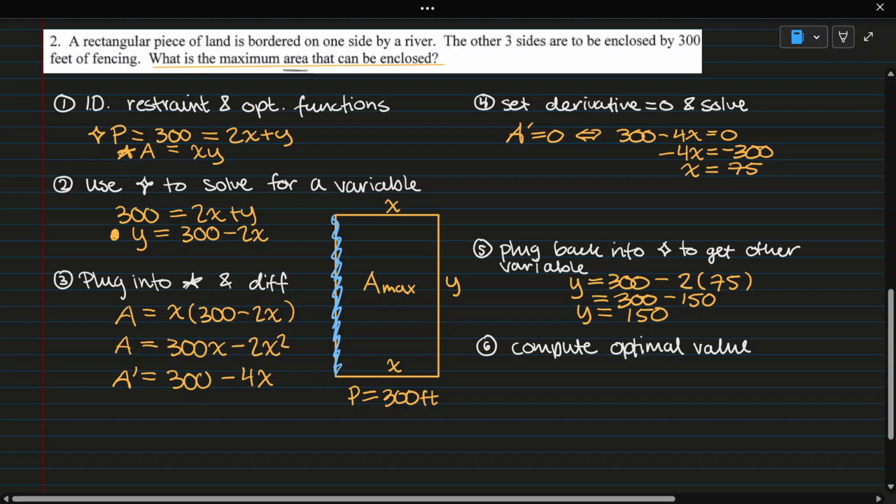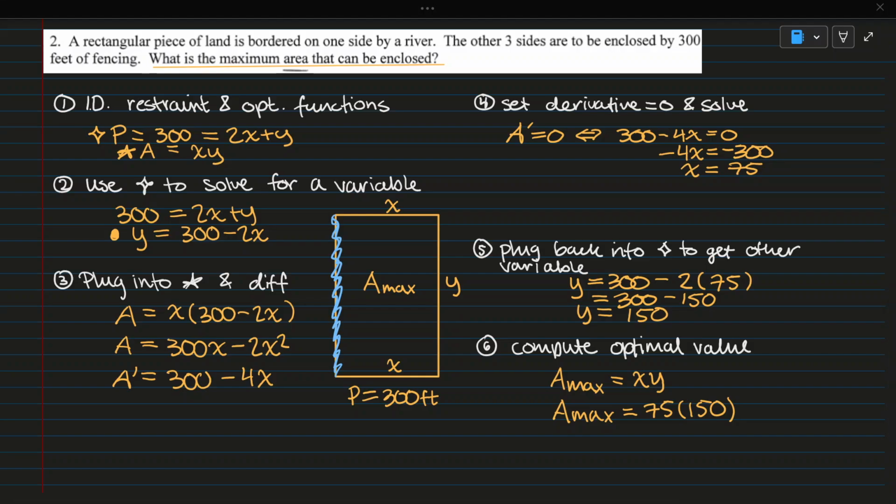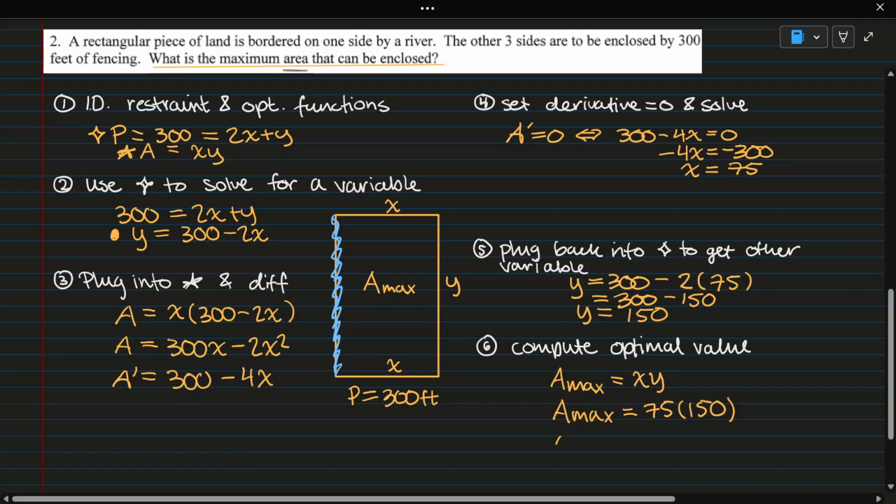Okay. Now I need to compute my optimal value. So I'm asking for the maximum area that can be enclosed. So my maximum area is going to be x times y, where x and y are my maximum values. So area maximum is going to be 75 times 150. So my maximum area is going to be, let's see here, 11,250 square feet. And that finishes the problem.